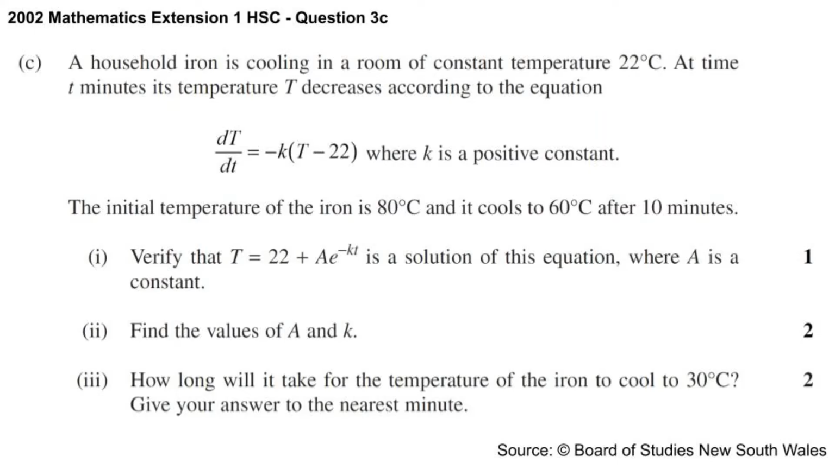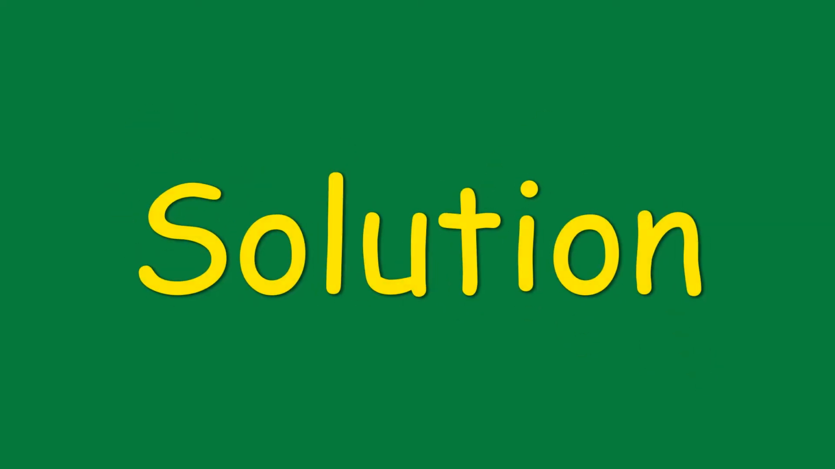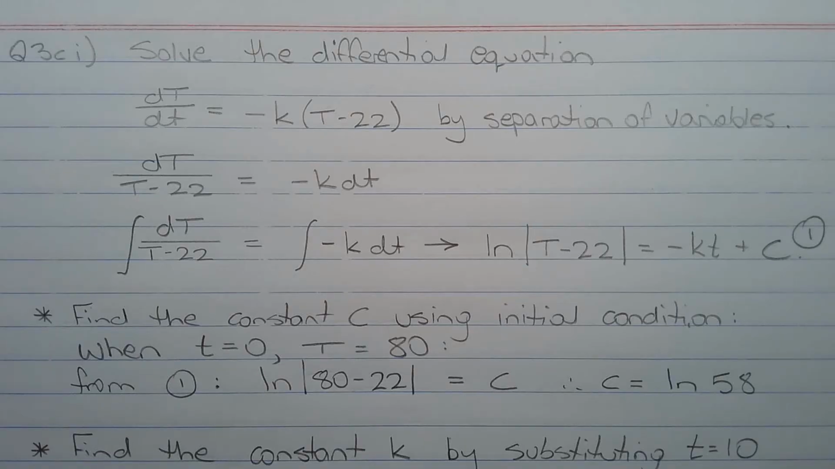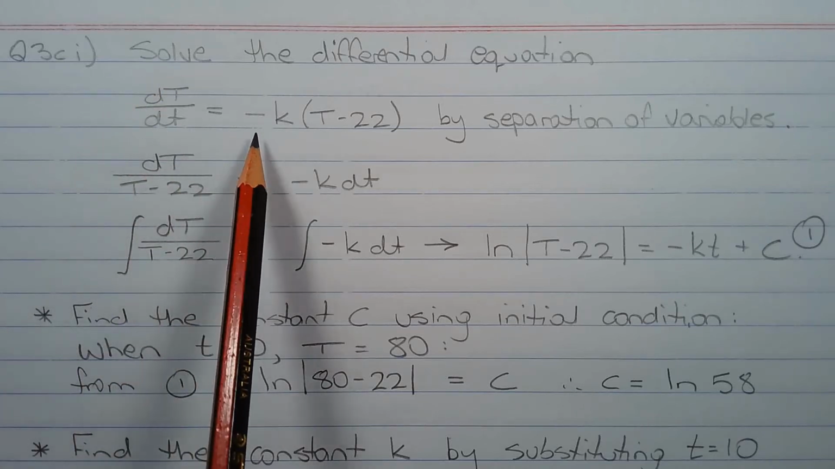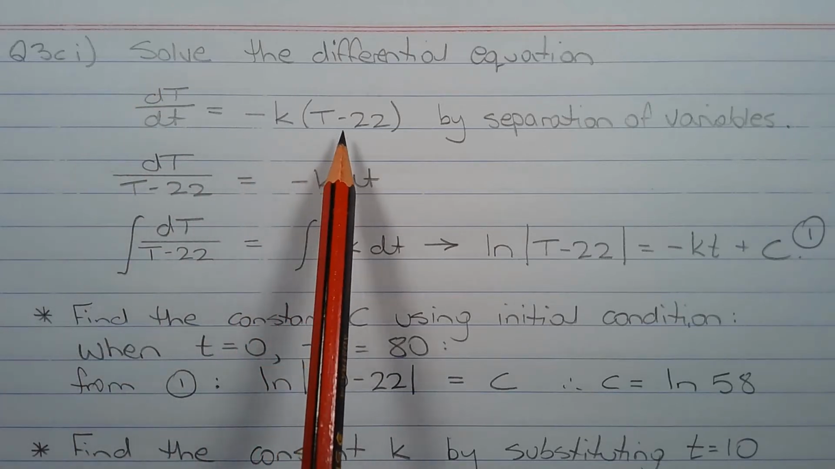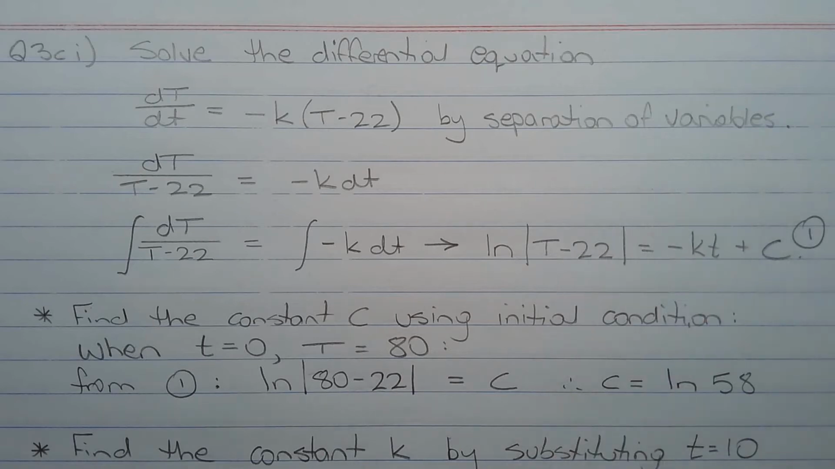Part 1. Verify that T = 22 + ae^(-kt) is a solution of this equation, where a is a constant. This question will be answered by solving the differential equation dT/dt = -k(T - 22) by separation of variables.